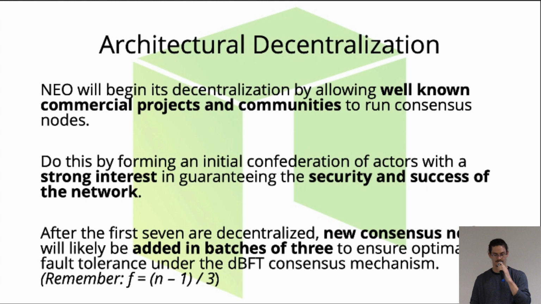And then after the first 7 nodes are decentralized, new consensus nodes will be added in batches of 3. And that's to make sure that optimal fault tolerance is achieved.